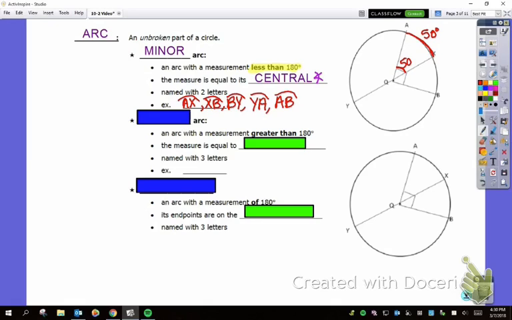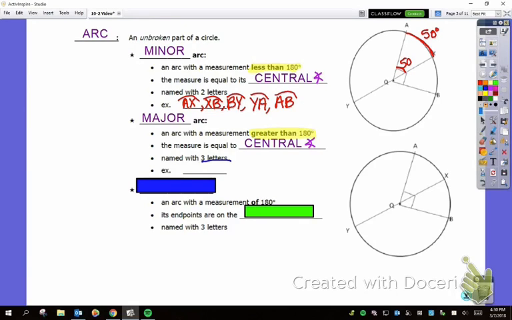So continuing on, the next one we have is major arc. And in a major arc, we have an arc whose measurement is greater than 180. The measure is still going to be equal to that central angle, just like on a minor arc. But now we're naming this arc with 3 letters instead of just 2 letters.